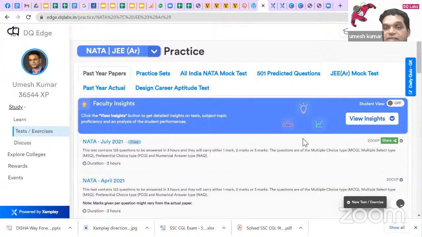Lahari is asking, sir, will physics and chemistry be included in NATA and JEE 2023? In JEE 2023, there is no physics and no chemistry. It's only mathematics for JEE. For NATA, it is mathematics and physics, no chemistry. Is the NATA 2022 brochure released? It is not yet released.